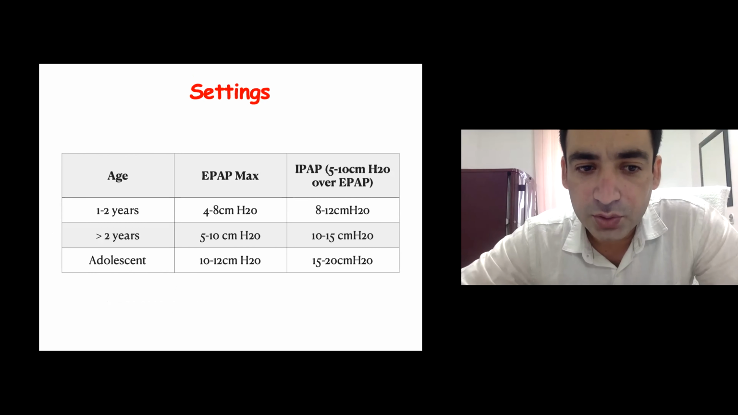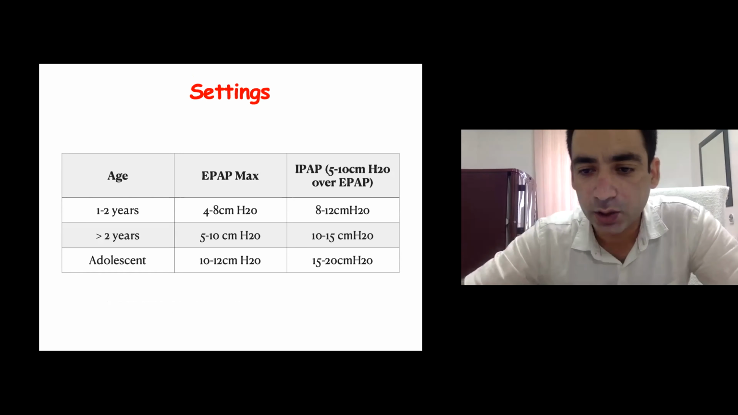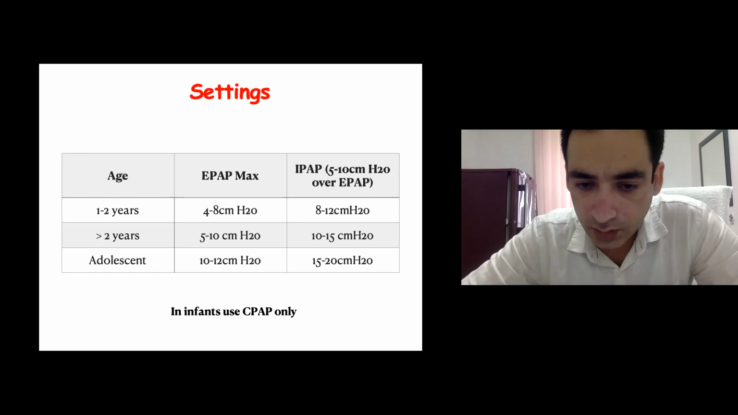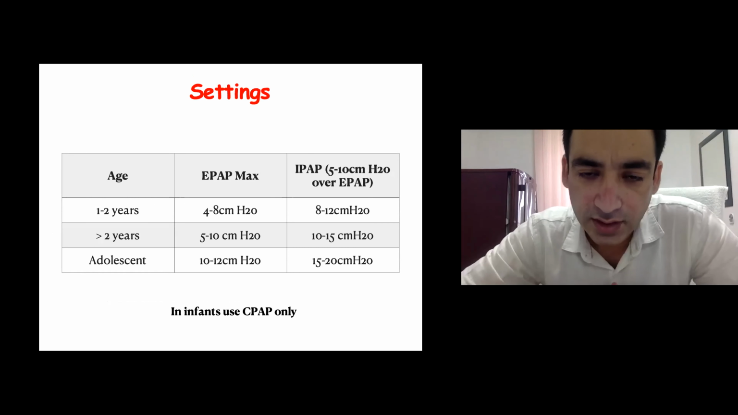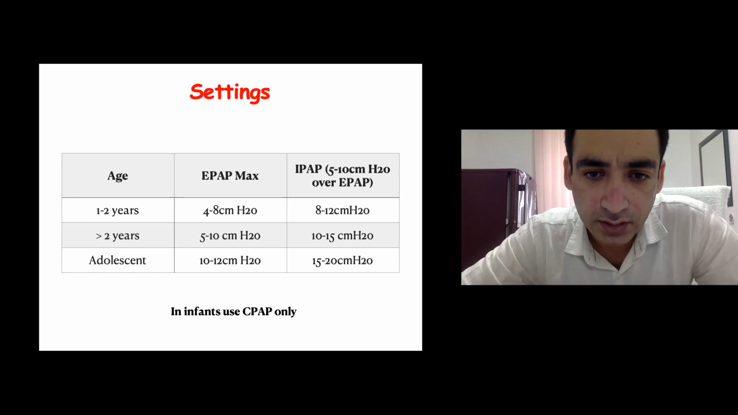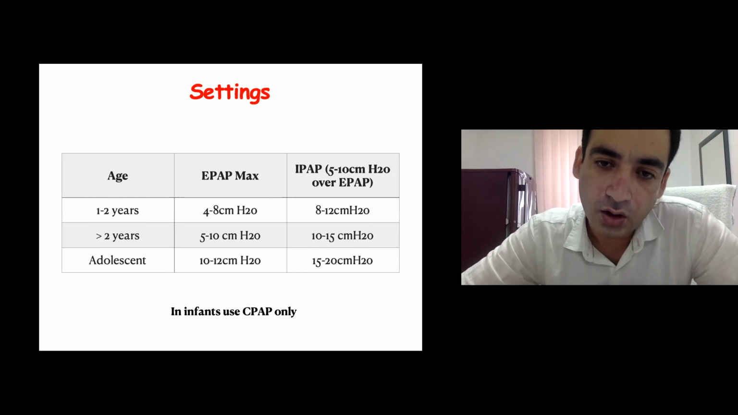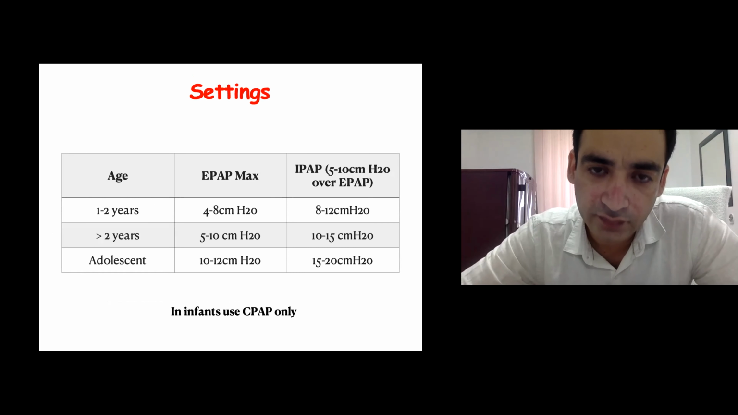Now, this chart shows the initial settings as per the age group. As the age increases, the pressure requirement increases. Usually for infants, we start with IPAP of 8 to 12 and EPAP of 4 to 8. And in adolescents, the pressures can be as high as 15 to 20 centimeters of water. But remember that in infants and neonates, that is, a child who is less than 1 year of age, CPAP is all that is required. And if a child who is less than 1 year fails CPAP, he should be ventilated.